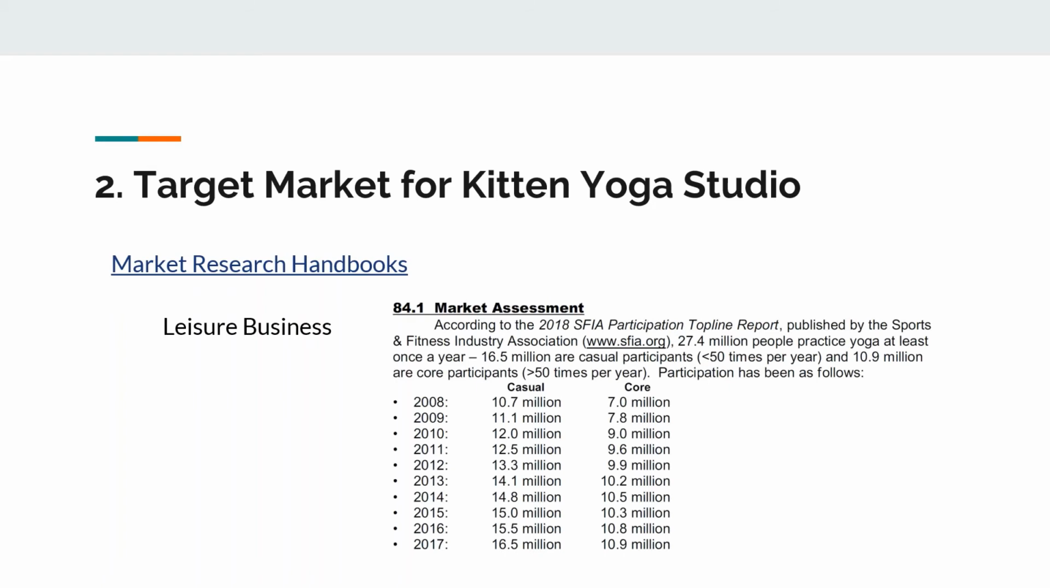Here's a chart from the Leisure Business Market Research Handbook that tells me how many people practice yoga in a year for the categories casual and core, which is defined as more than 50 times per year.